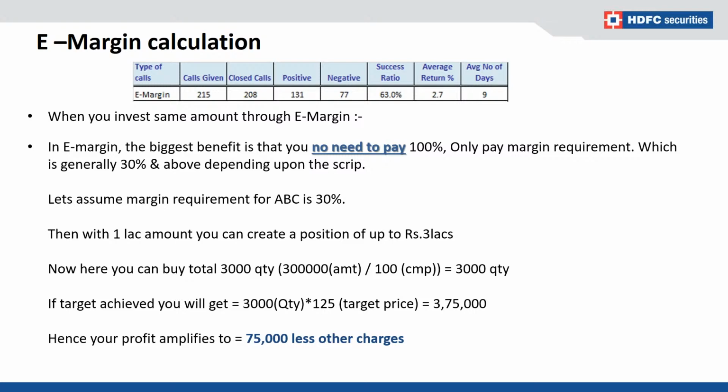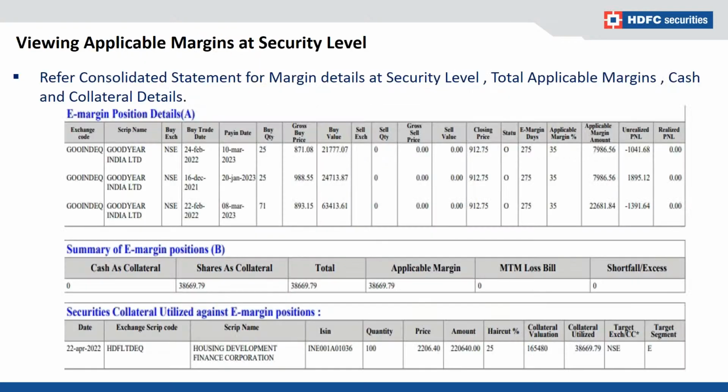So we also know about the script as well. Now, when we talk about E-margin, the most important thing the customer would like to know is how much margin am I paying on each and every script. Here you can see the example on the slide. Script called Goodyear. Customers bought at different dates, 24th Feb, 16th Feb, and 22nd Feb. The paying dates would be different because that is T plus 2 days. The gross buying price would be different at different dates, and the margin applicable is 30%. Sorry, 35%. So 35% margin is applicable on the closing prices.